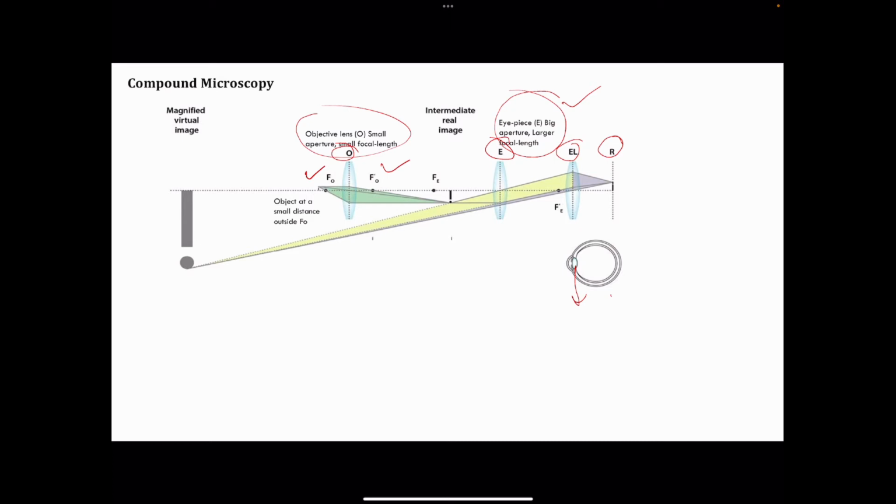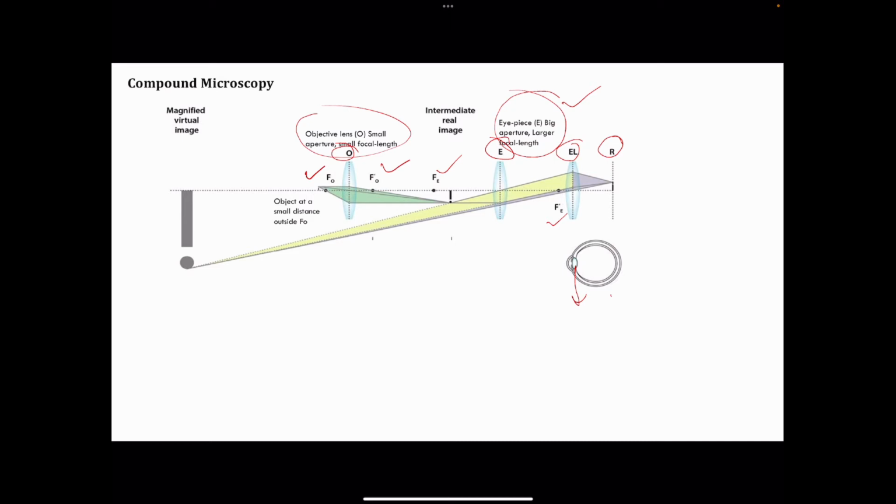Similarly, there are FE and FE dash, where FE is the back focal plane of the eyepiece, while FE dash is the front focal plane of the eyepiece. Now, let's see how a magnified image is formed by this compound microscope.